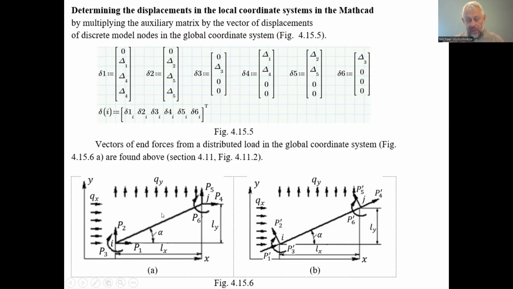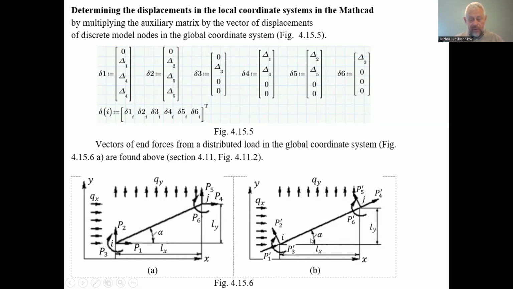That is what we did in the article 4.11, in the second lesson of the considered exercise. We did that to find the external load in the global coordinate system and the displacements, which we had: delta 1, delta 2, delta 3, 4, 5. We have 5 displacements in the global coordinate system. To do that, we determined the forces acting on the ends of the finite elements in the global coordinate system.